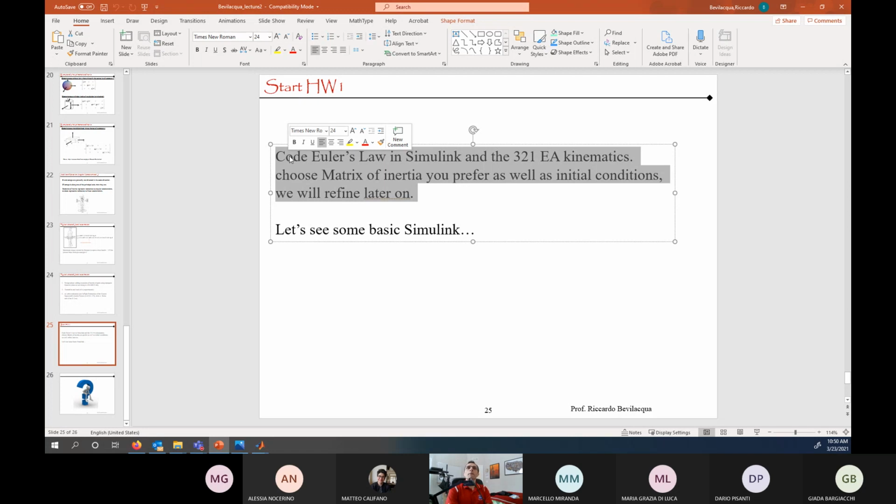Okay, so basically, this is the start of homework 1. We'll add more things, but code the Euler's law, the kinetics part, and the 3-2-1 sequence kinematics part in Simulink, as soon as you can.